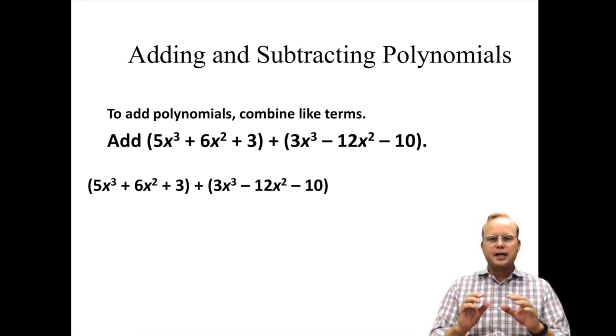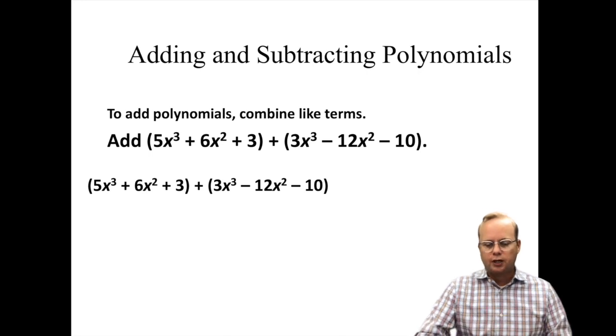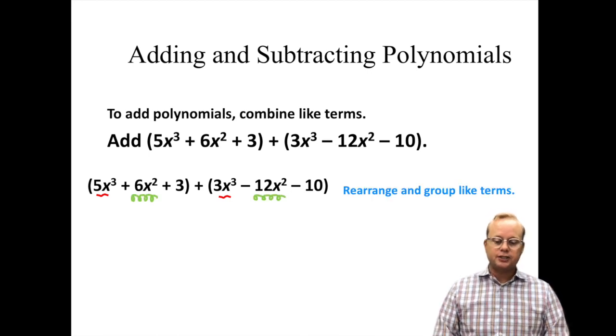What I do on these is draw a little squiggly line just to tell me which ones go with which. So in this case, the x cubes will go together, the x squareds will go together, and of course the constants, just the numbers, will always go together.